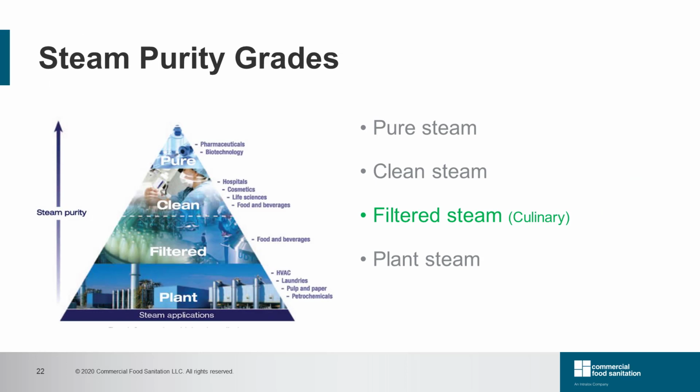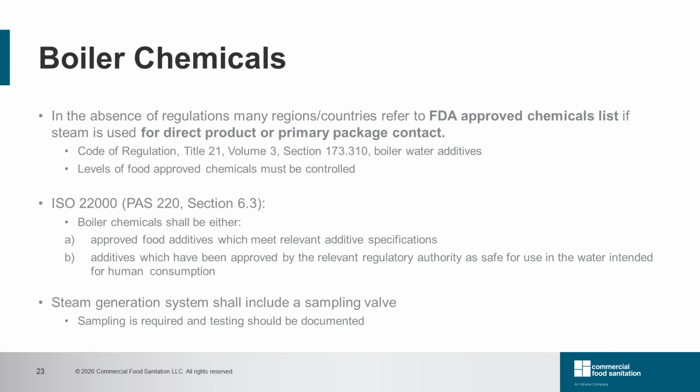Different products and manufacturing facilities have different steam purity requirements. In the food industry, we often use filtered steam, which is also called culinary steam. If a product requires higher purity, clean steam can be used. In boilers, different chemicals are used for the purpose of softening water, descaling, and preventing rust. When steam is being generated for food manufacturing use, the chemicals need to be managed according to the laws and regulations for the food industry.